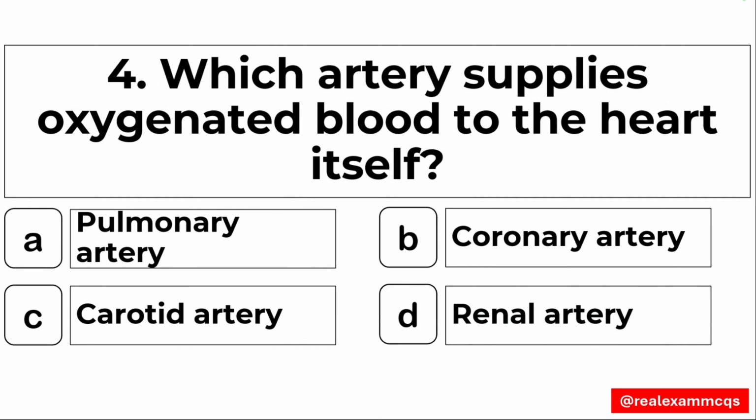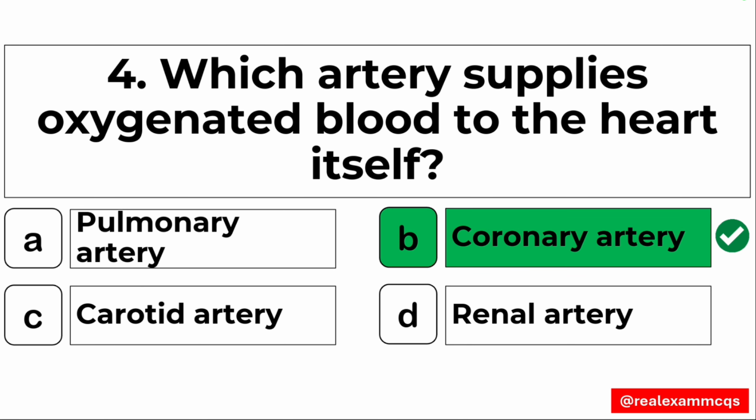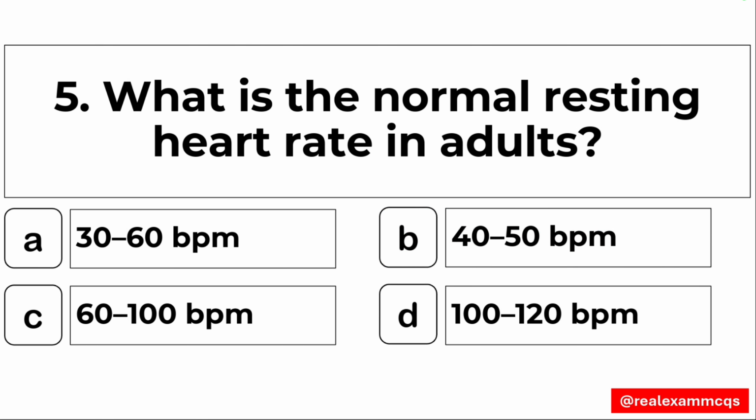Question 4. Which artery supplies oxygenated blood to the heart itself? Right answer, option B, the coronary artery. Question 5. What is the normal resting heart rate in adults? Anything between 60 to 100 BPM.